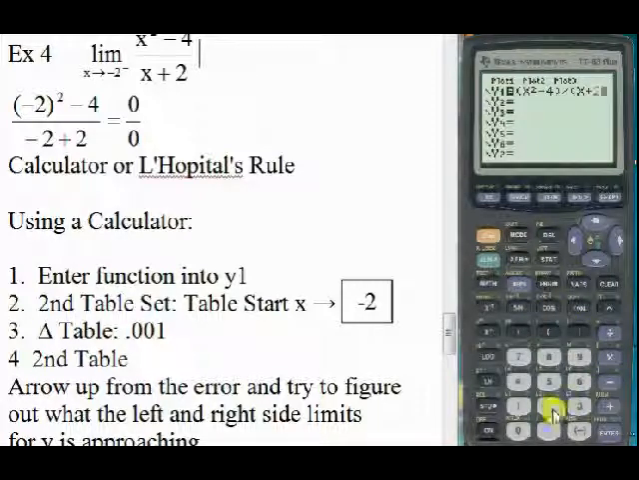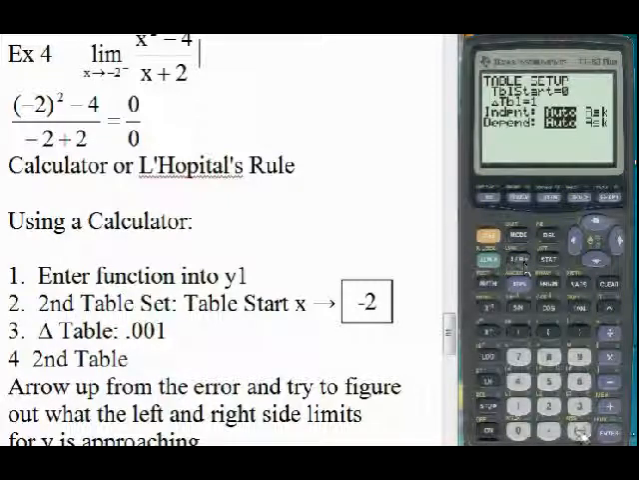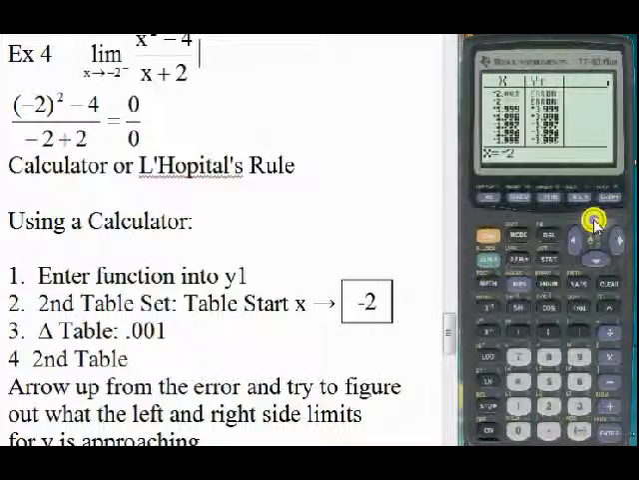So second table set is just above the window button. And then when we push second table, table is the second button above graph. Now look, we get an error there, so we're going to arrow up and check it out. -2 is being approached from the left there. So look at the y value. What y value is being approached? Looks like -4. Now we'll check the right side, also approaching -4. So that means -4 is the limit.